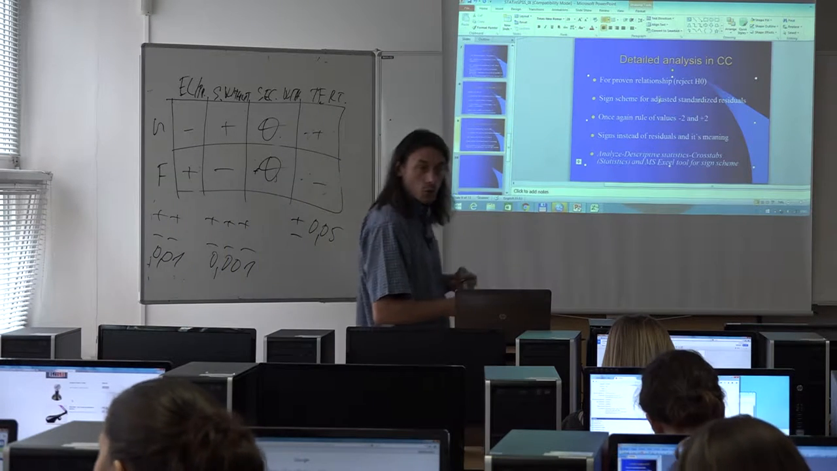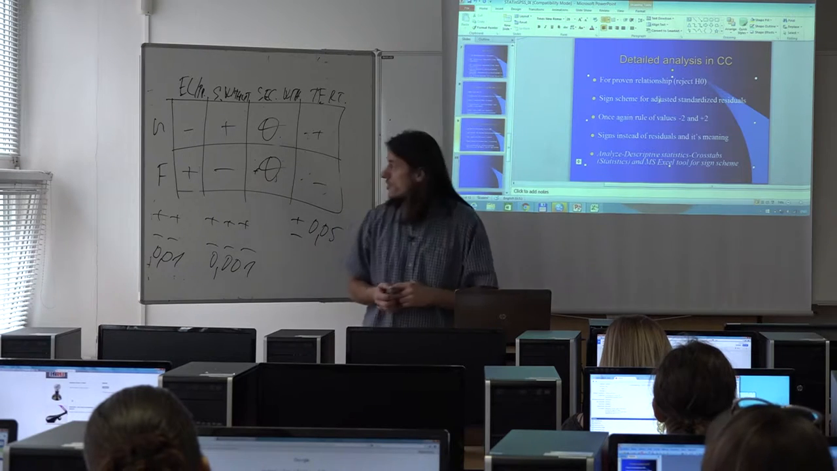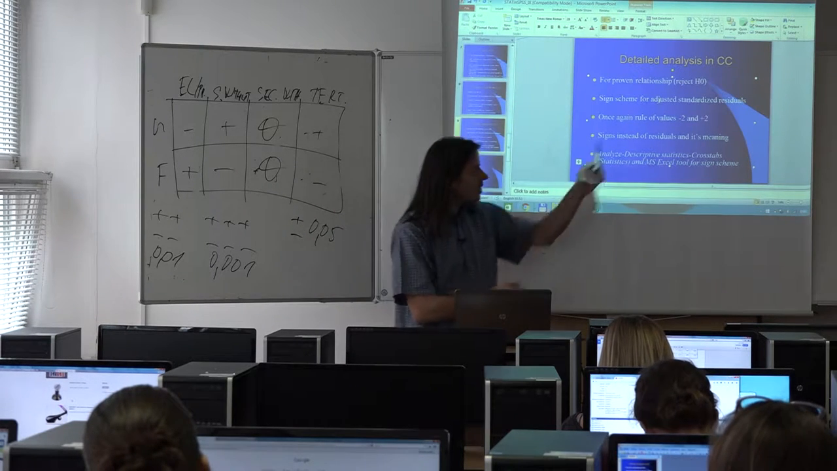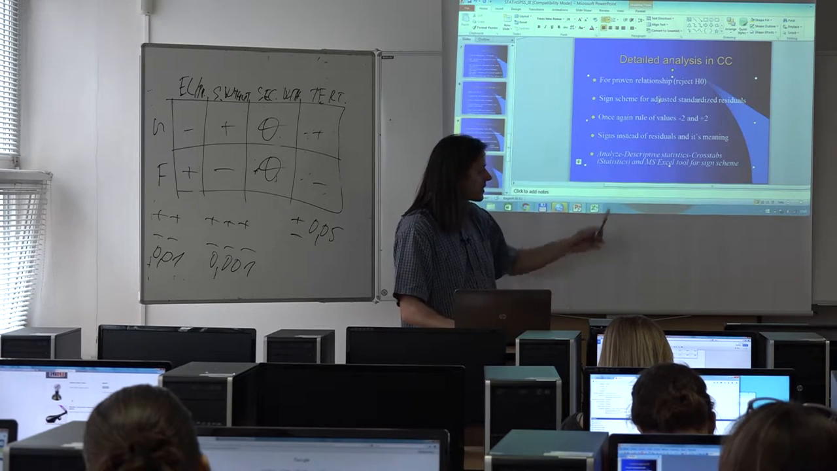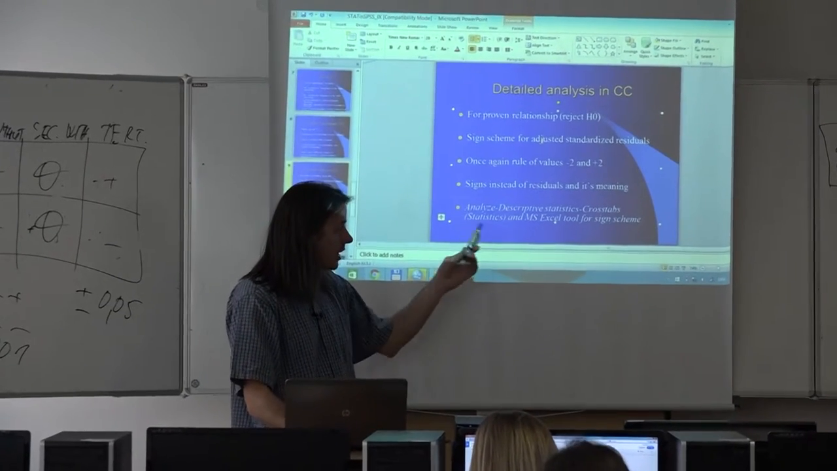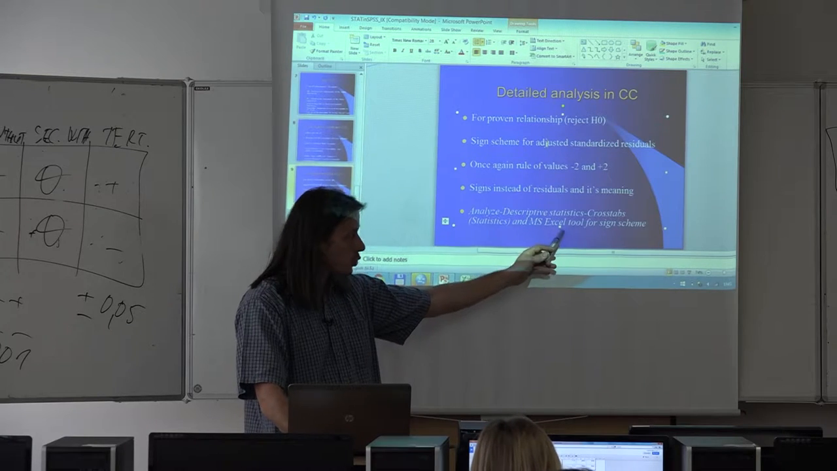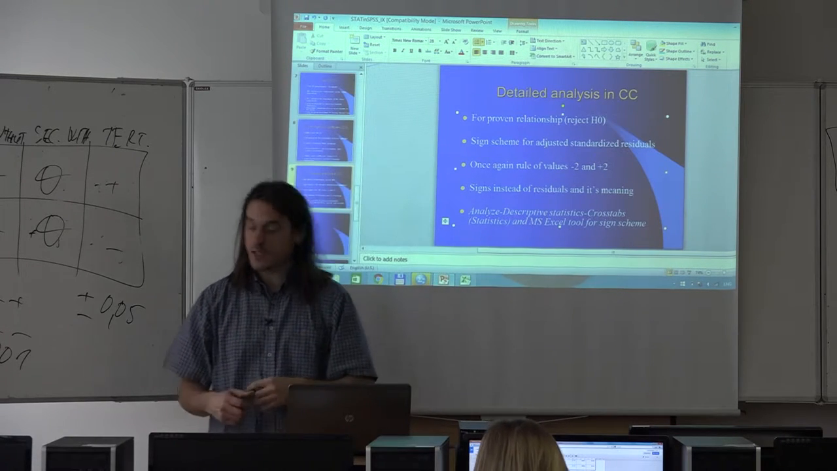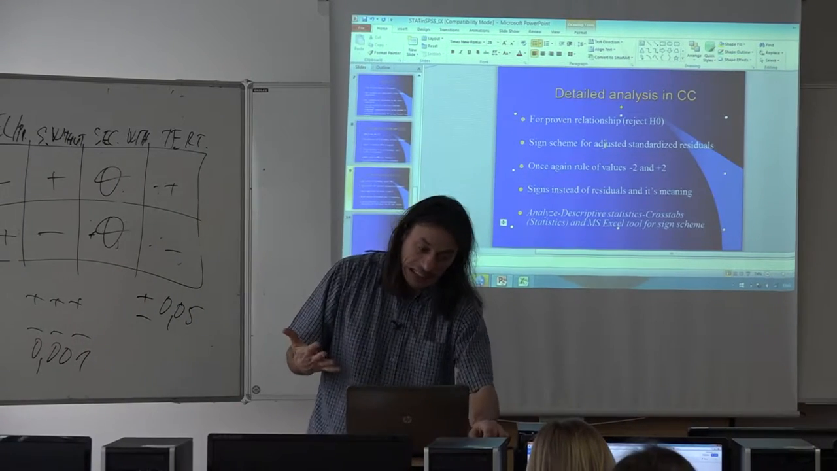And how to prepare a sign scheme in the SPSS environment? So first of all, it's necessary to compute adjusted standardized residuals, and we can find them in crosstabs, that's quite easy to guess, in statistics. So we will compute our table, and then we will copy the table into the Microsoft Excel environment, into our tool for the sign scheme, and Microsoft Excel will prepare for us these signs. So that's quite easy, I would say.